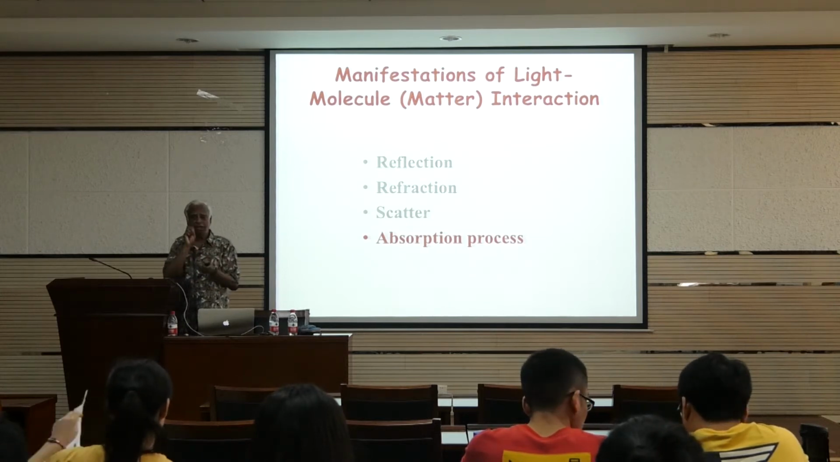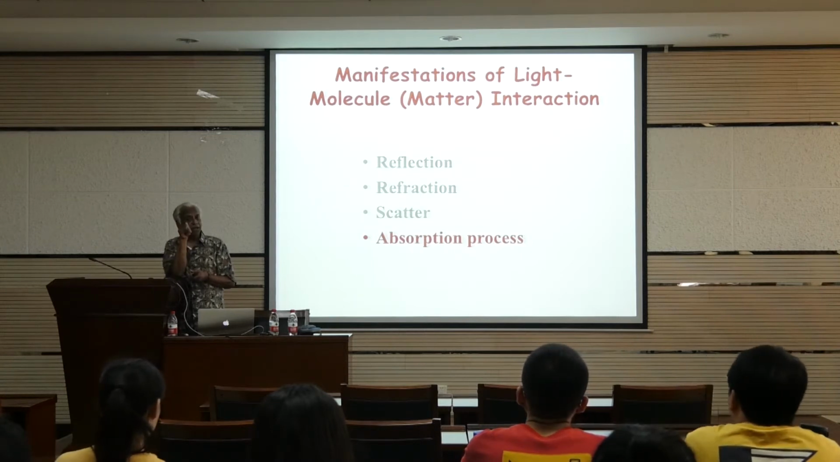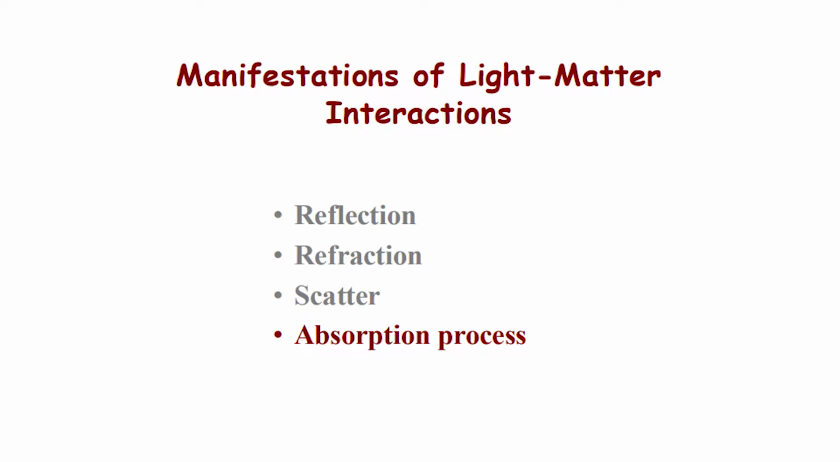Scatter means if you have a solution containing some particles, and you shine light on it, you will see that the light gets split into small parts going in all directions, that is, it gets scattered. But in all of these cases, the light has not disappeared. The photon that hits the material is still there. It has reappeared in different forms. Either it is getting reflected, or refracted, or scattered.